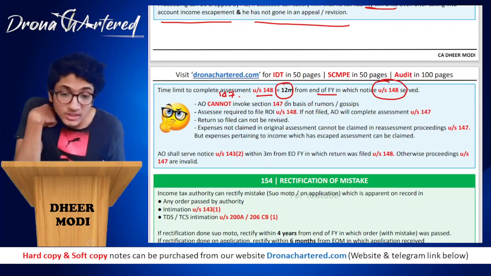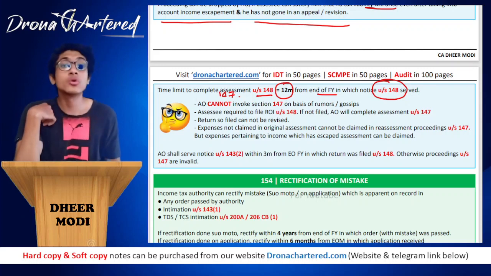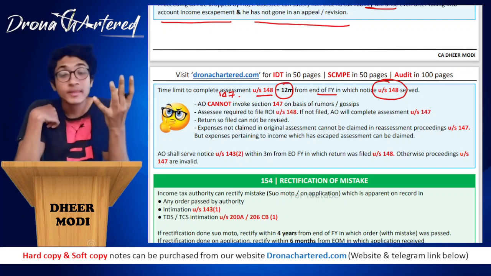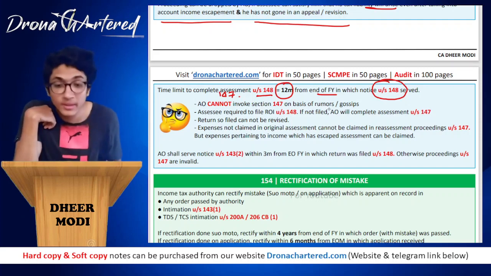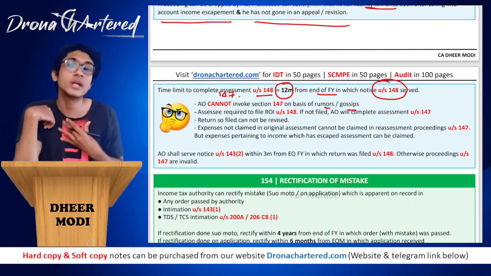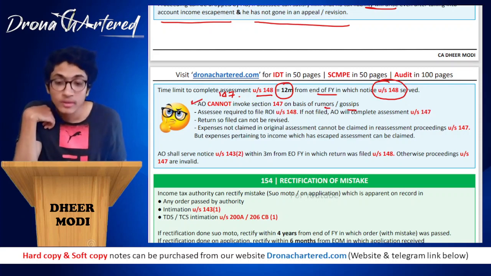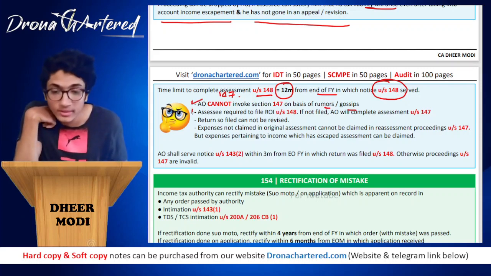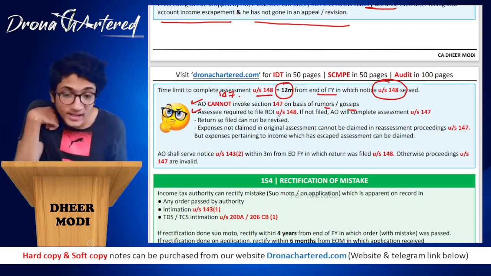AO cannot invoke section 147 on the basis of rumors or gossip. That means he should have proper evidence that the income has actually escaped. Just on the basis of rumors or gossip or his gut feeling, he cannot invoke section 147. SSC is required to file a return of income under section 148.